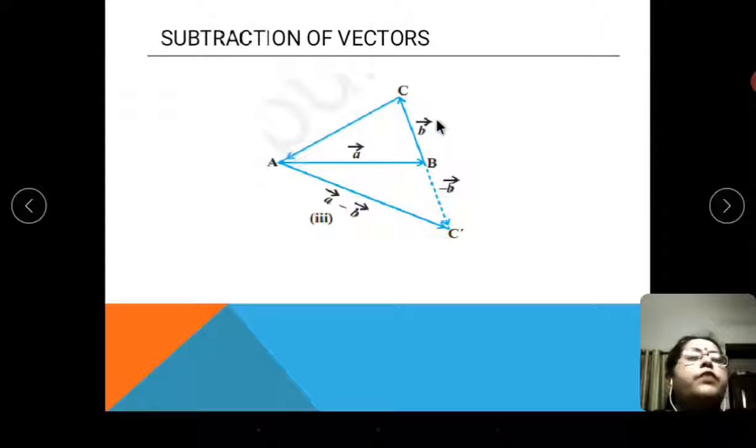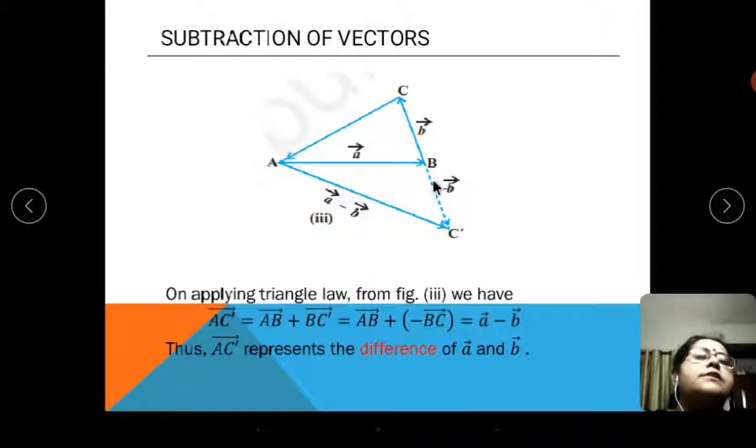Now how can we subtract also? So we construct BC dash as minus B. We know that negative vectors are nothing but opposite vectors. And now if we apply the triangle law to this triangle ABC dash, what do we get? AB plus BC dash, that means A minus B, that is equal to AC dash. So now the difference of the two vectors is given by this side AC dash.